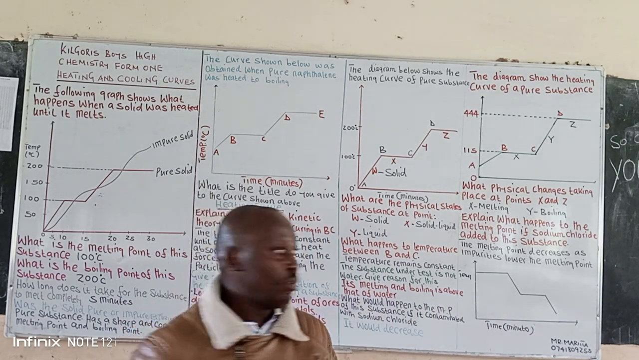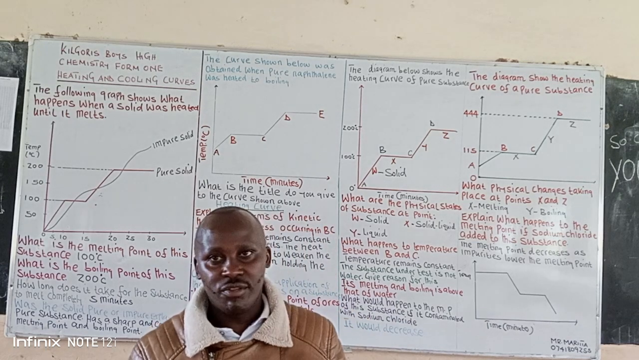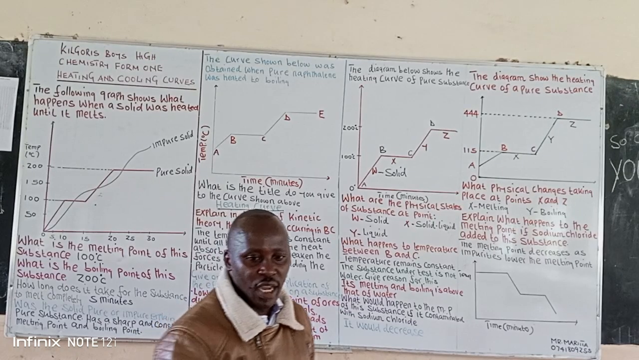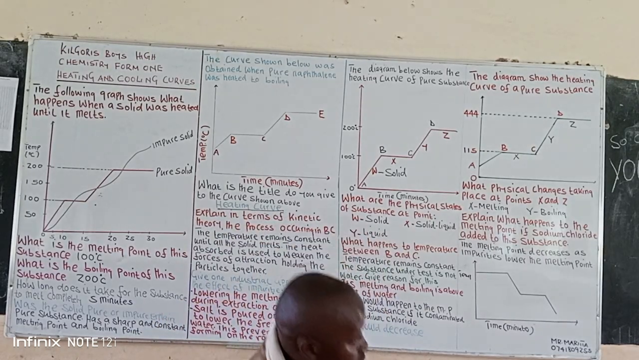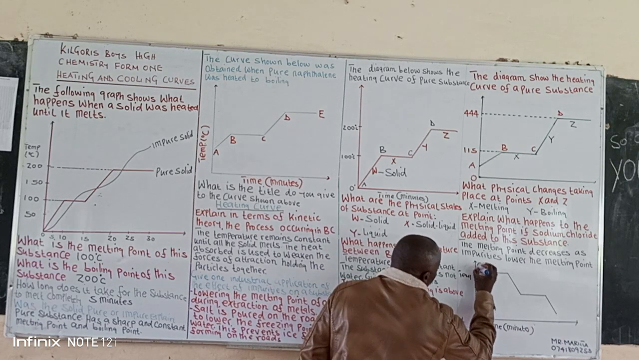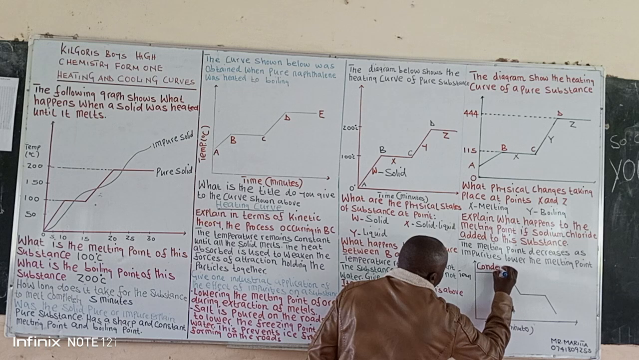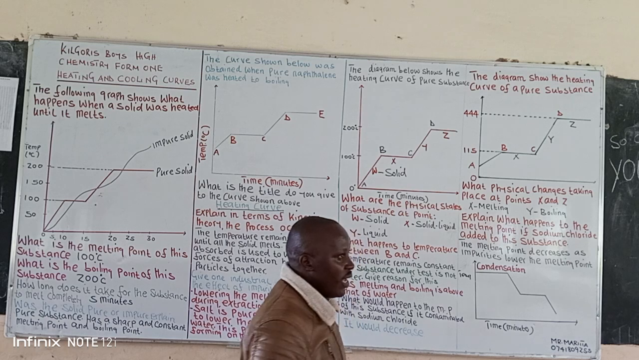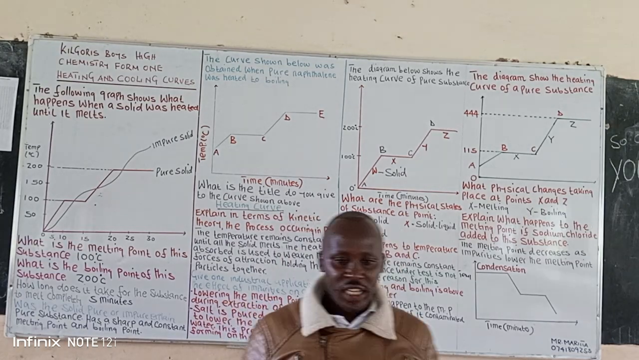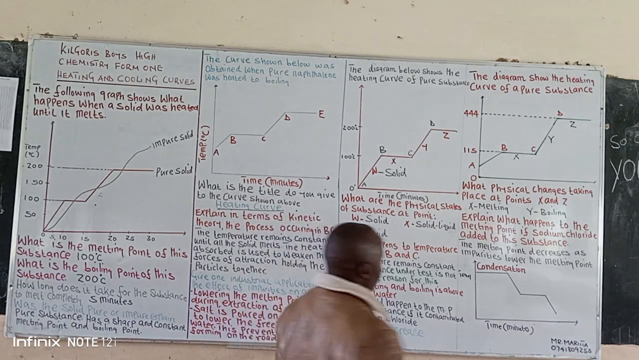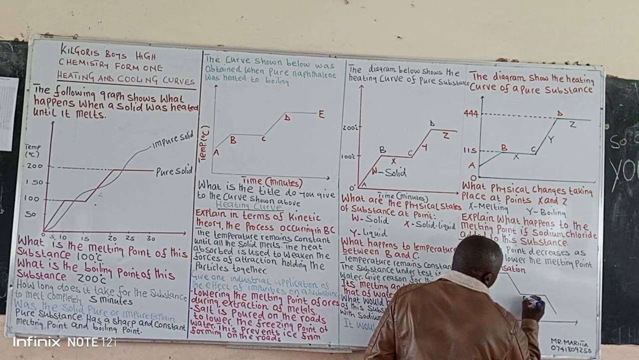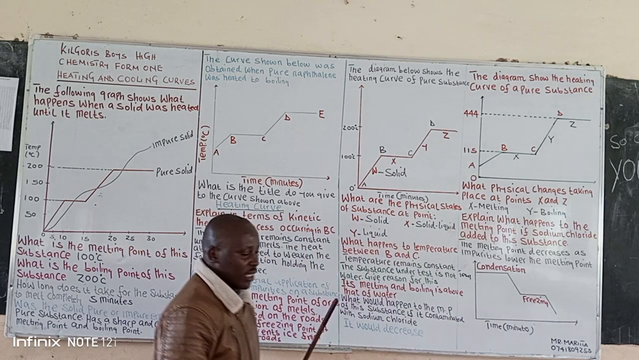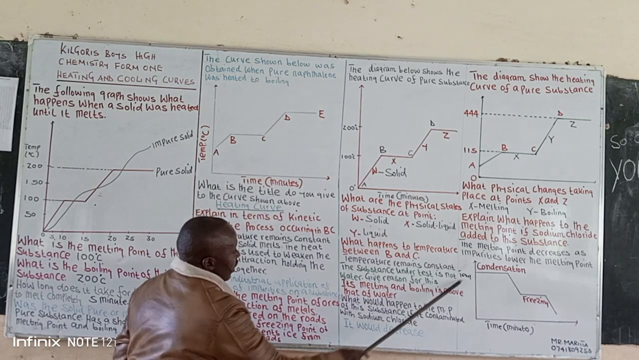If you are required to draw a cooling curve, it normally starts from above here where we have condensation. So you indicate that this one is condensation. Once we have that condensation at that point, we have the freezing. So this one is just freezing. This is a simple diagram of how you can represent the cooling curve.